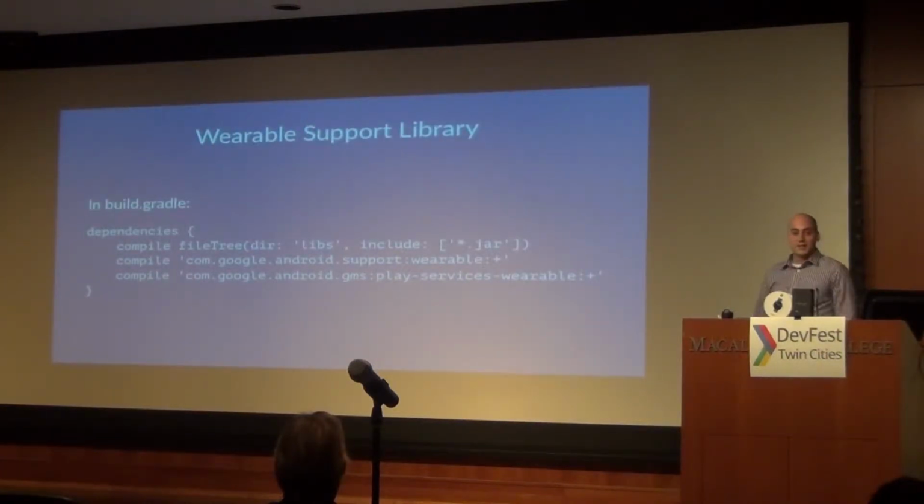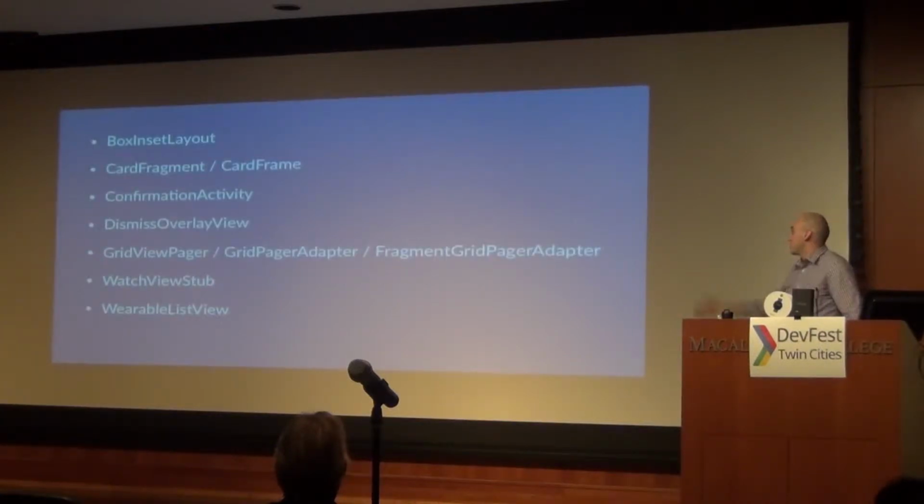So what Google has done is they've created a wearable support library with a bunch of new tools that you can use and include to help make your UI work better for a wearable. And all you have to do is include a couple lines in your Gradle file, and you're all set. And you get a bunch of new classes that you can use. So I'm going to be going through a bunch of these and telling you how and when you should use these.